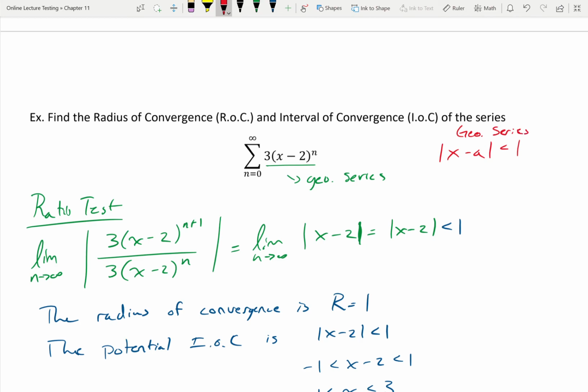All right, so you can use this property later on to help you out. If you find out that you have a geometric series, then you can use this property. All right, so that's going to finish us up for today. This is the introduction to power series.